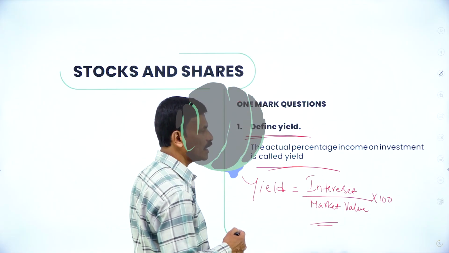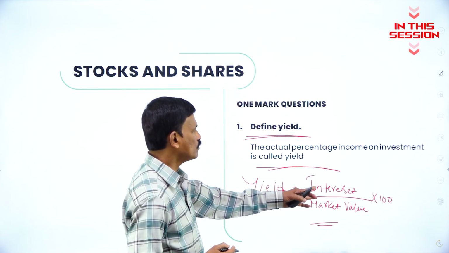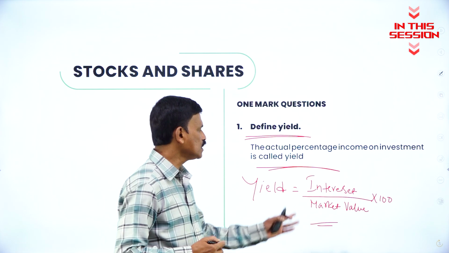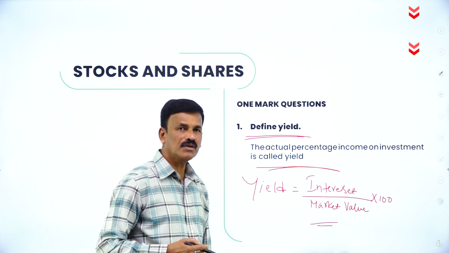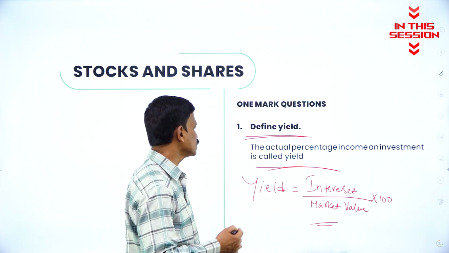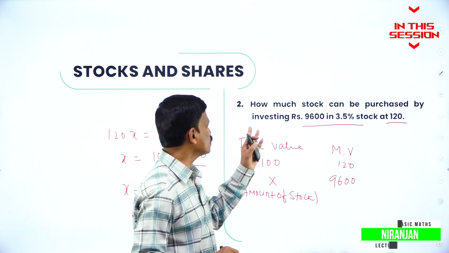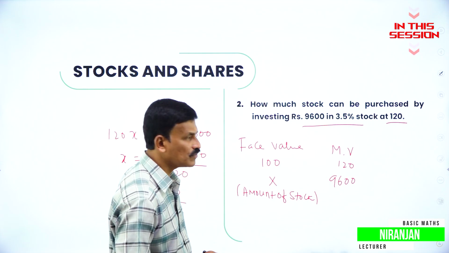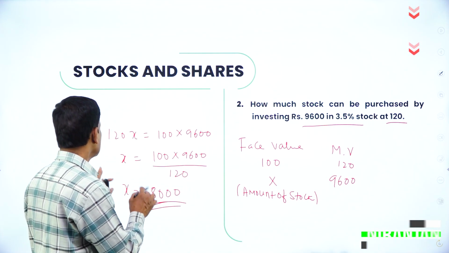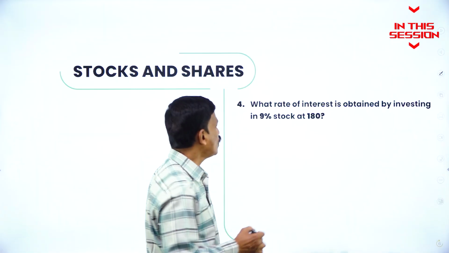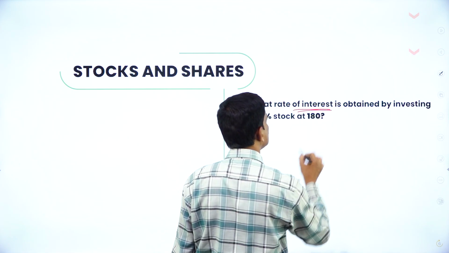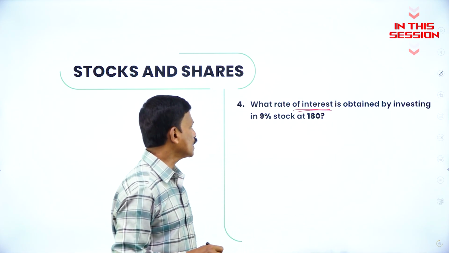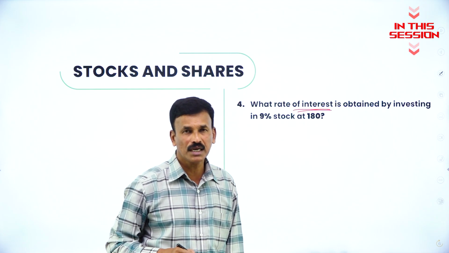Yield is nothing but the actual percentage income on investment is called the yield. Interest divided by the market value into 100 will give the yield. How much stock can be purchased by investing rupees 9,600 in 3.5% stock at 120? Here it is, x is equal to 8,000. What rate of interest is obtained by investing in 9% stock at 180?